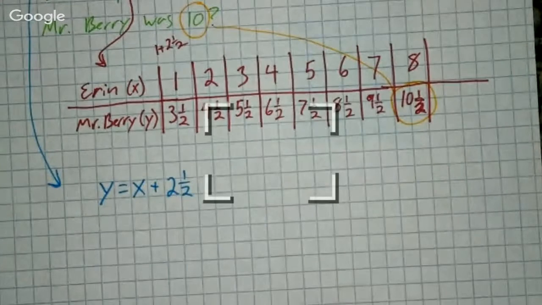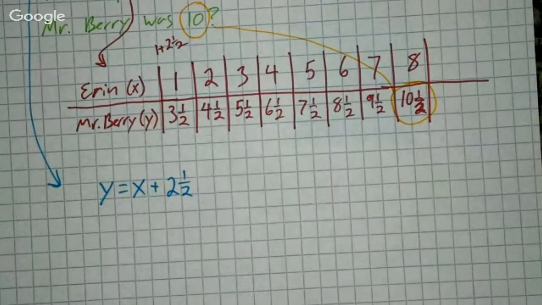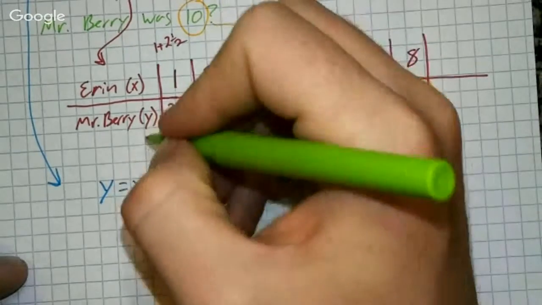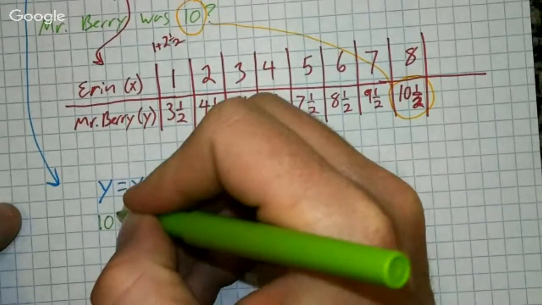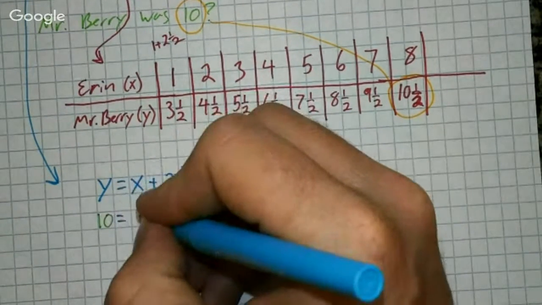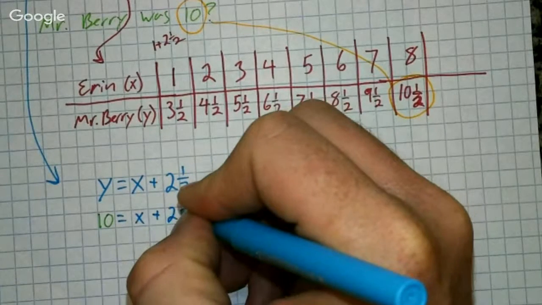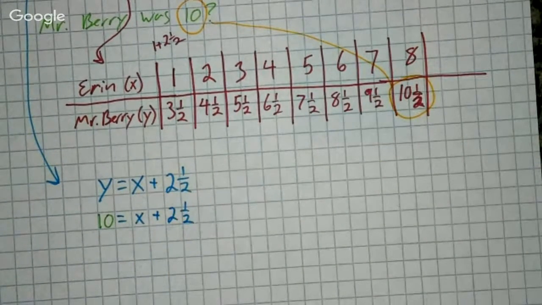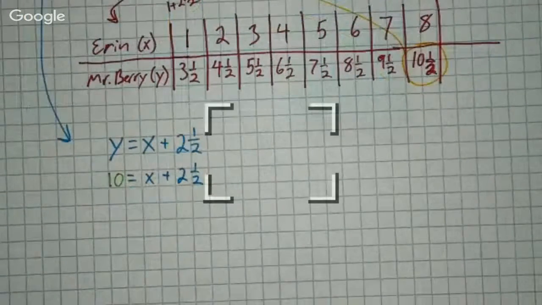So now we're going to go ahead and input what we want to know. We know that we want to know when Mr. Berry was 10. Mr. Berry is the y value, so we're going to say 10, because that's what we want to know, equals x plus 2.5. Now, we need to find what is the value of x. We're trying to find x.